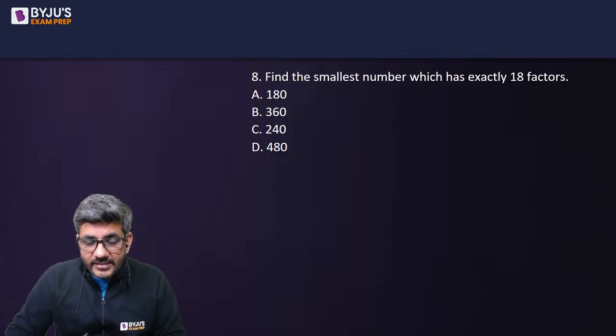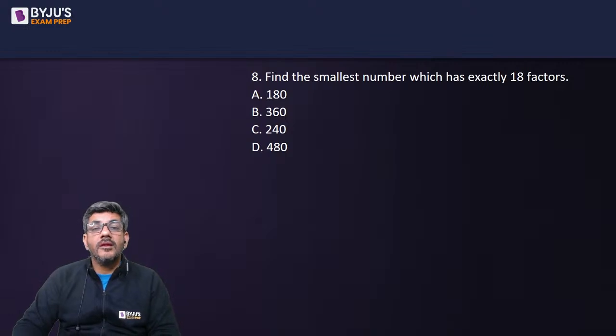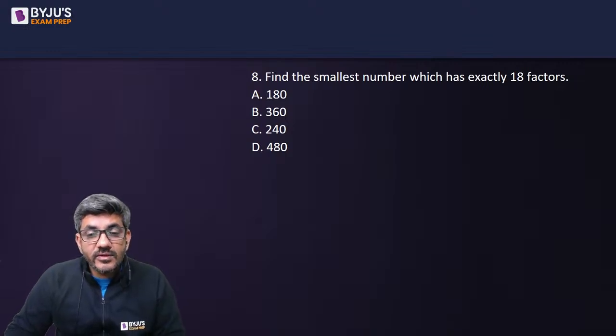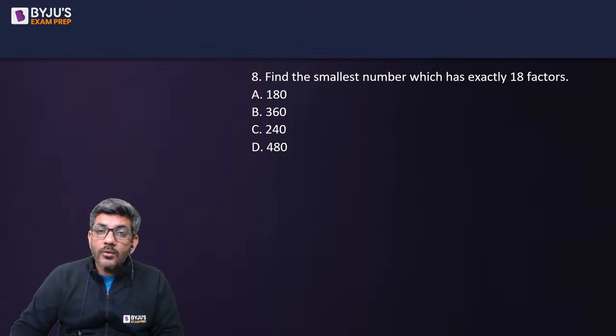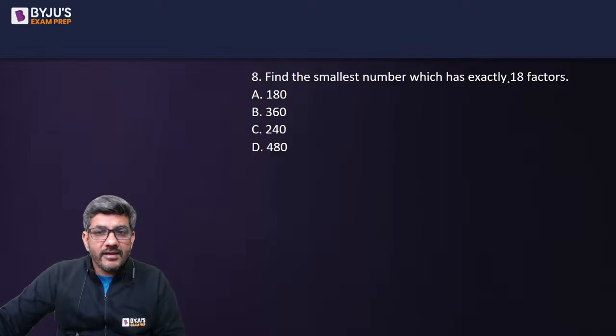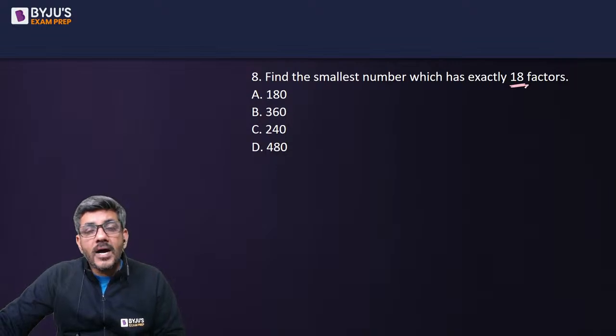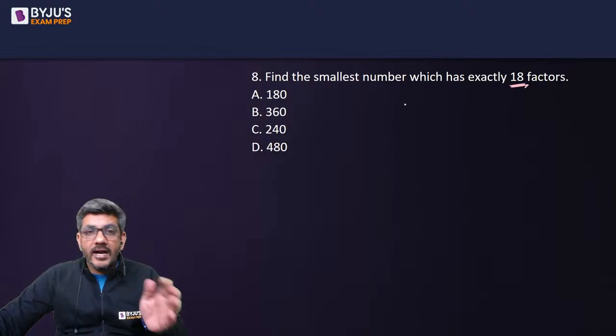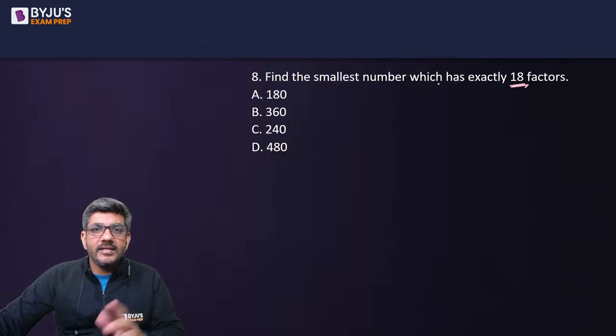Smallest number with exactly 18 factors. I'm sure you all know how we calculate the number of factors. To calculate the number of factors, you do the prime factorization, add 1 to the powers, and then multiply them, right? Similarly here, if I'm looking for 18, the powers should be such that when you add 1 to them and multiply, it gives me 18.